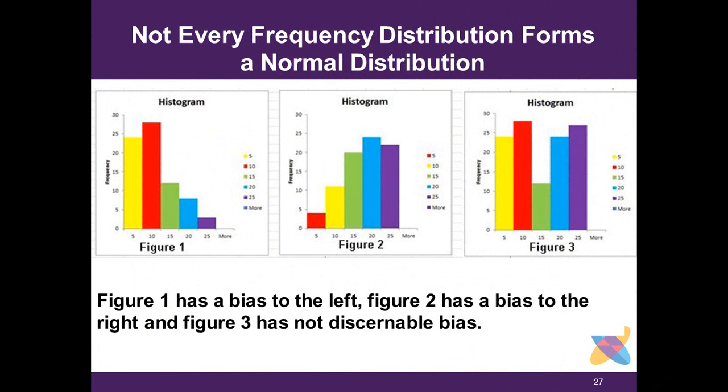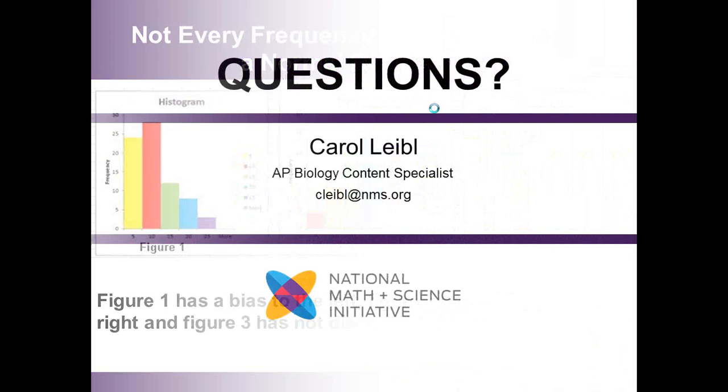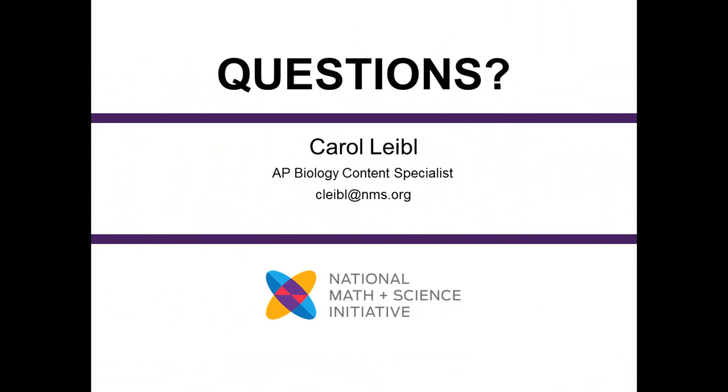Not every frequency distribution, though, will form a normal distribution. Histogram number 1 has a bias to the left, and it is not a normal distribution. Histogram 2 has a bias to the right, and it does not form a normal distribution. And in histogram number 3, you can't find any discernible trend at all, and it's hard to determine what's going on. All right, so much for normal distribution.